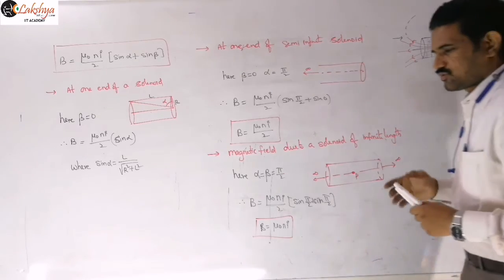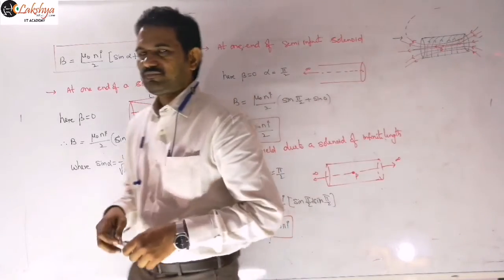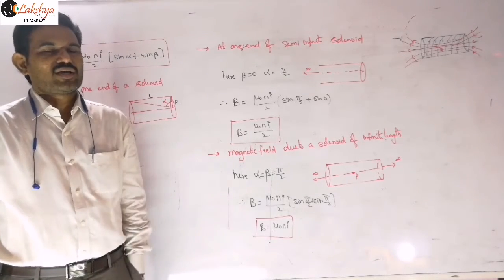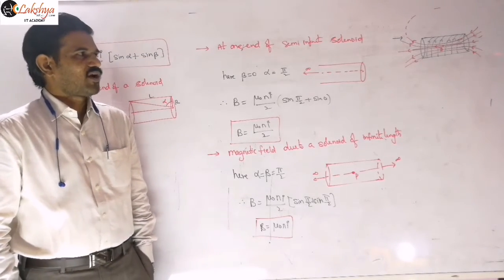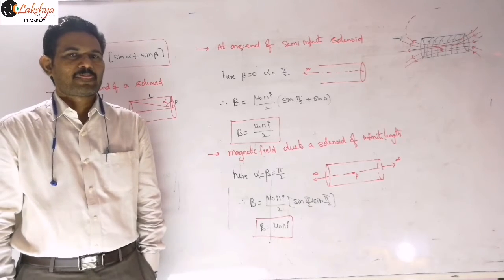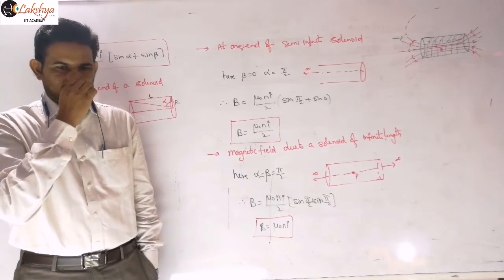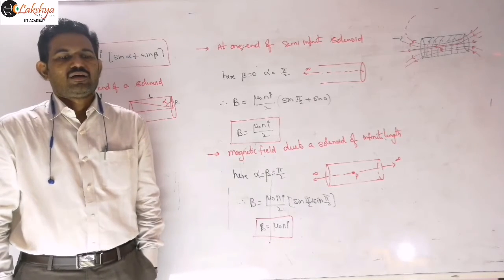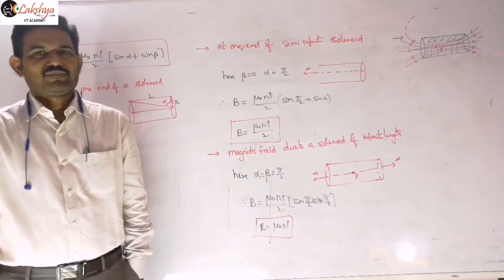And mention also that the magnetic field outside the solenoid is negligible, and so we consider it as 0.